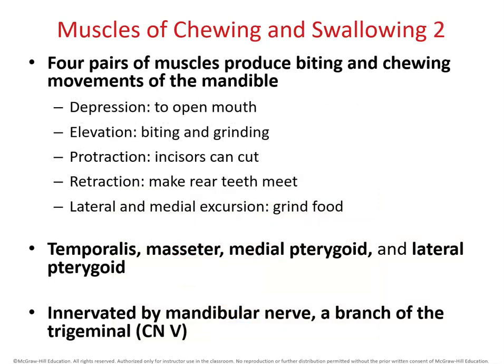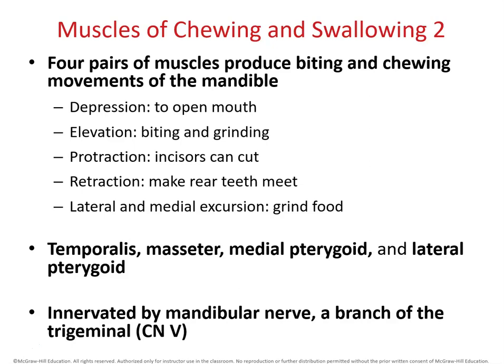So you might remember a little while ago we talked about muscles that antagonize each other, okay? And this is a really good example of that. We have pairs of muscles that allow the mandible, your jaw, to lower or depress, and then elevate to bite or grind. Okay, so this is an example of those antagonizing muscles. Your jaw can move up and down. It can also move back and forth.